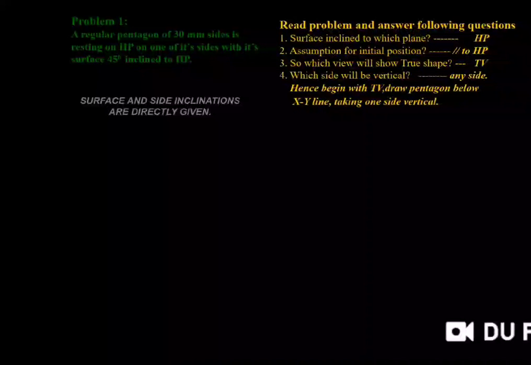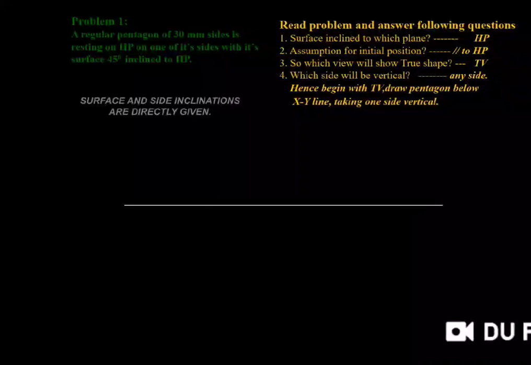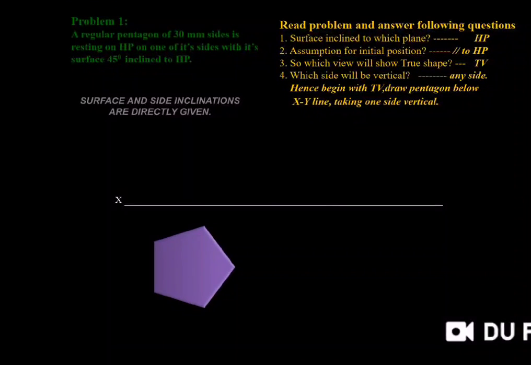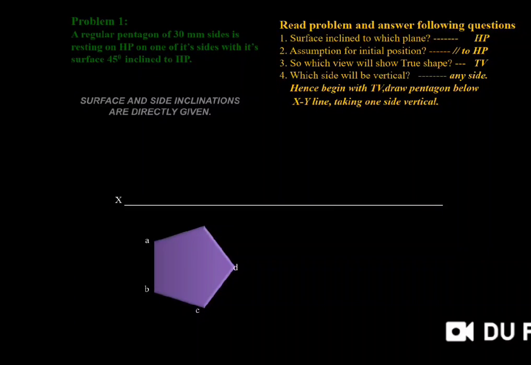So which view will show the true shape? That is on HP, that is top view. Which side will be the vertical? Any side. Hence begin with the top view. Draw pentagon below XY line taking its one side vertical. Here I am drawing the pentagon A, B, C, D. AB is on HP.